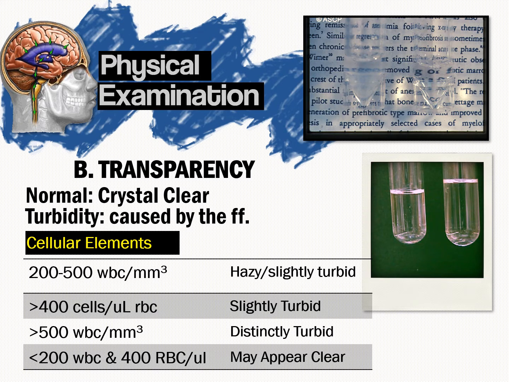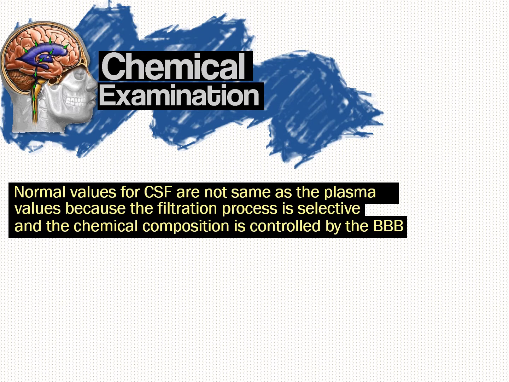Other causes of turbidity include microorganisms like bacteria, fungi, and amoeba, and also contrast media. Although not in my PowerPoint, the specific gravity of the CSF falls between 1.006 to 1.008, while pH is between 7.3 to 7.45. Let's now talk about the chemical examination of the CSF.